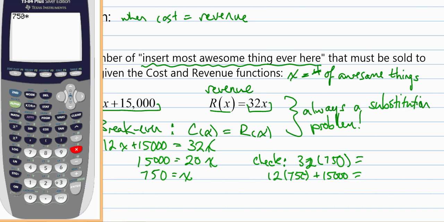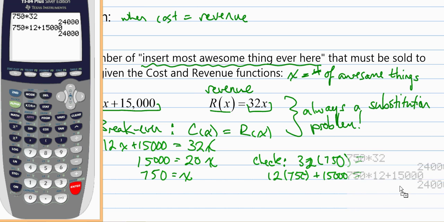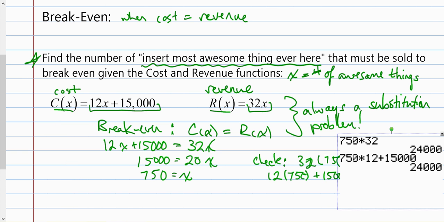750 times 32. Get 24,000. 750 times 12 plus 15,000. One more zero. I should also get 24,000. And I do. So this shows me that my solving method worked just fine.